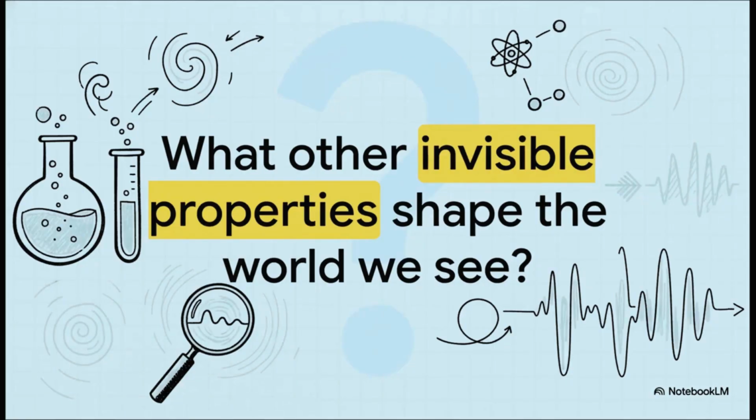And that pretty much wraps it up. It's just a great reminder that so much of what we see or don't see is all controlled by these invisible rules, these properties like solubility. It really makes you think, right? What other hidden properties are out there, quietly shaping the world we experience every single day? Something to chew on. Thanks for digging into this with me.